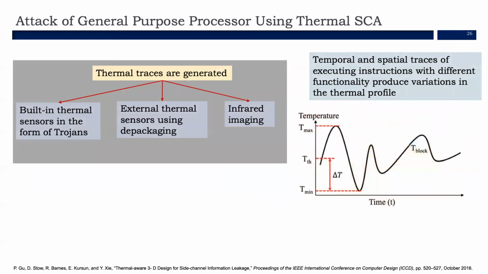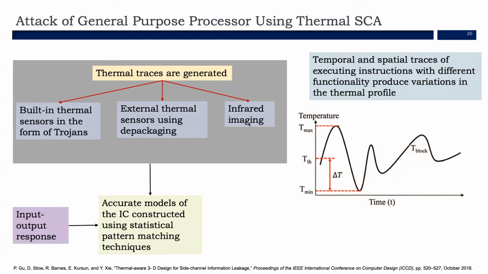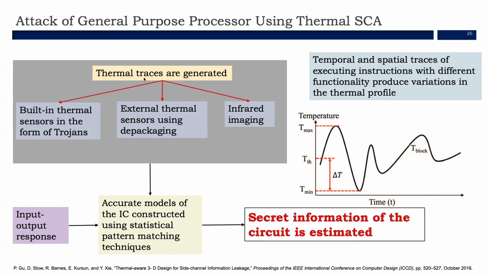The second attack is that on the general purpose processor using thermal tracers. The thermal tracers are obtained using either one of the 3 steps: using the thermal based sensor in form of Trojan, or an external thermal sensor using depackaging or infrared imaging. So an accurate model of the IC is constructed using statistical signal pattern technique between the thermal tracers and the input-output responses. And based on this statistical pattern technique, the secret key of the circuit is estimated.